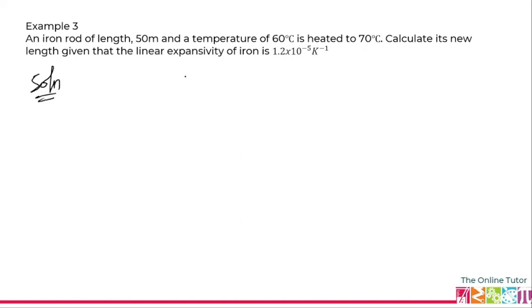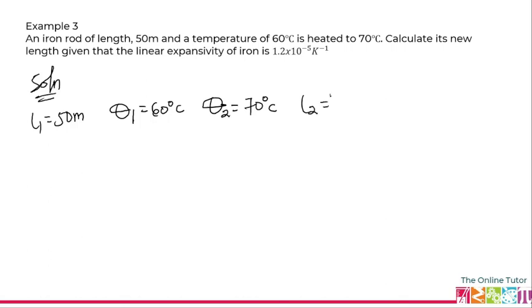So first of all, let's write down the parameters. We have an iron rod of length 50 meters, so our L1 is 50 meters, and we've been told that the temperature rose from 60 to 70, so we know our theta 1 is 60 degrees Celsius and theta 2 is 70 degrees Celsius. We are to calculate its new length, so we are to calculate L2, given that our alpha, or the linear expansivity of the iron, is 1.2 times 10 raised to the power negative 5 per Kelvin. So let's go ahead and solve this basic example.